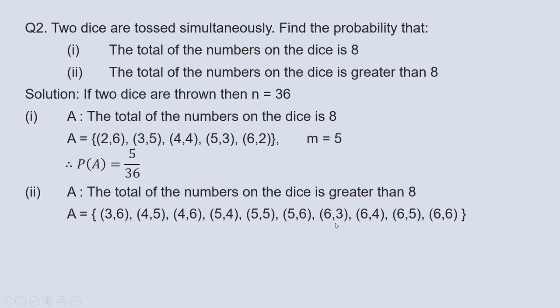Then 6, 3, this combination also is greater than 8. 6, 4, 10, greater than 8. 6, 5, 11, greater than 8. 6, 6, 12, greater than 8. So these are the possible values for A. That is, the total number of favorable outcomes is m equal to 10. There are 10 cases. So probability of A is 10 by 36, that is 5 by 18.